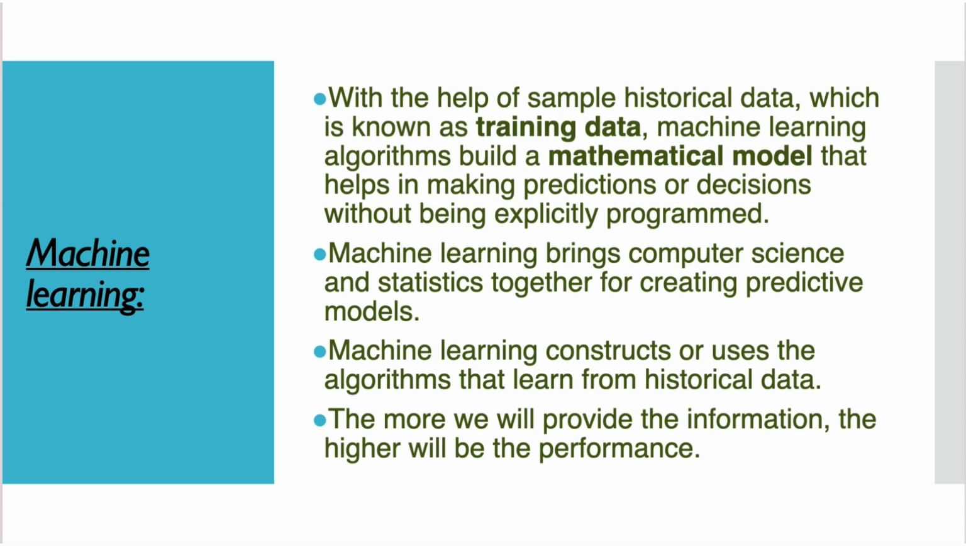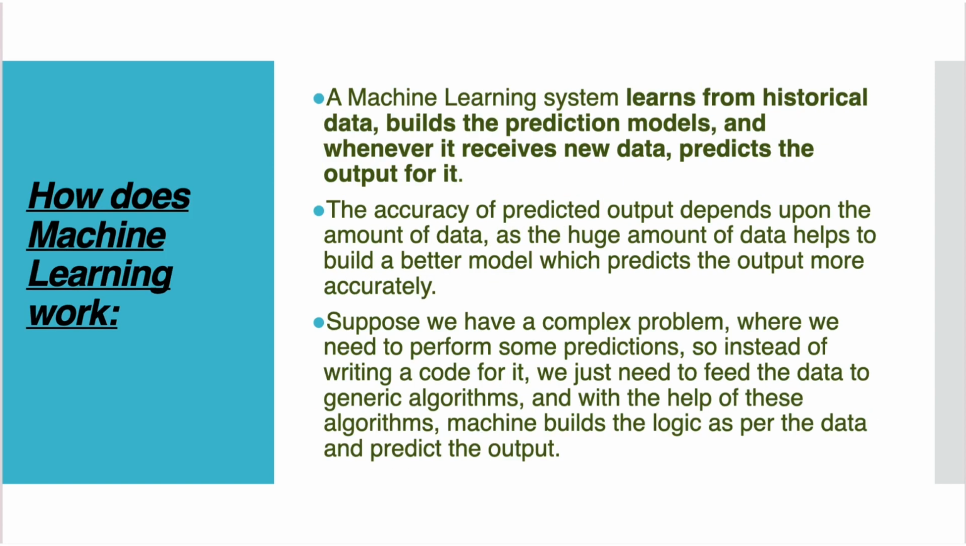Machine learning brings computer science and statistics together for creating predictive models. Machine learning constructs or uses the algorithms that learn from historical data. The more information we provide, the higher the performance will be. A machine has the ability to learn if it can improve its performance by gaining more data. So now let's see how machine learning works.